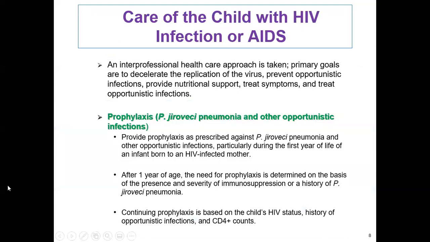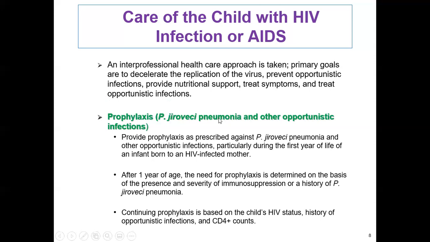So, a professional healthcare approach is taken, and the primary goals are to decelerate the replication of the virus and prevent opportunistic infection. Also provide nutritional support, give the treatment, and treat the opportunistic infection. So the early diagnosis of the disease is important.